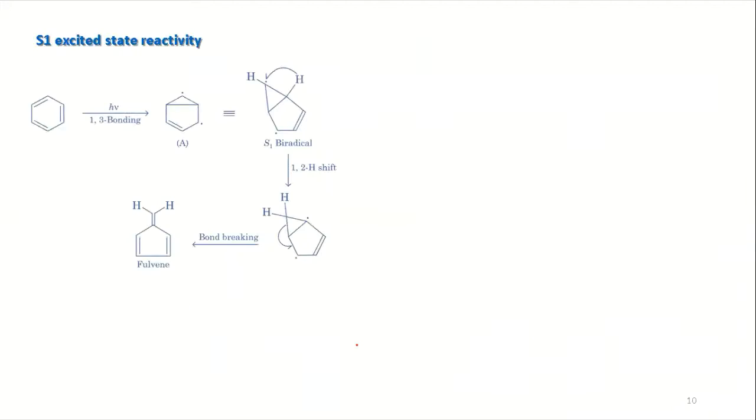Now, if you do the S1 excitation, the initial 1,3 biradical formation takes place. You can think like you have the radical here, here, here, and here. Now these two radicals can combine. So if I write it this way, you will understand. These two radicals are combining and you have the two radicals here.